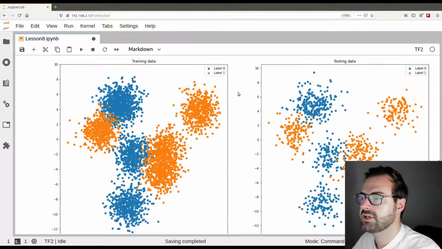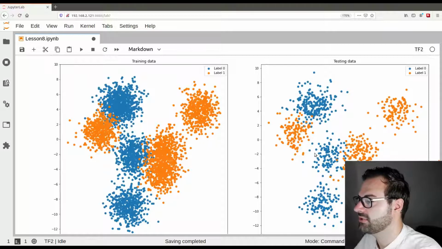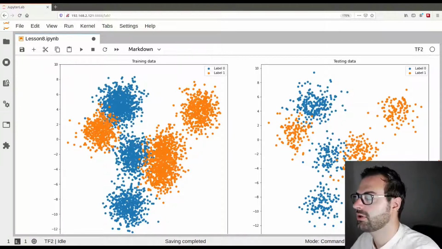Okay, so now we can see on the left side the training data and on the right side the test data. As you can see, the data is very similar, so it's coming, of course, from the same distribution. There is still the same kind of overlapping. Some points, of course, are different. For example, here we have a couple of points belonging to the orange class instead of the blue one. Here there's not. But overall, they look pretty similar.